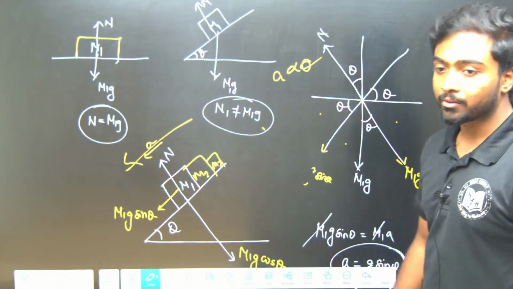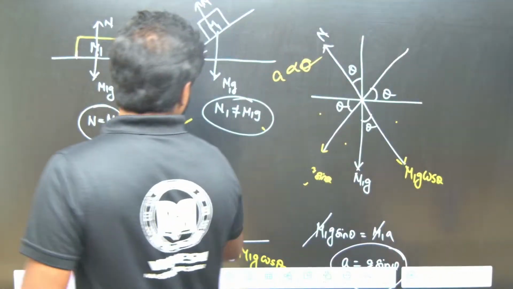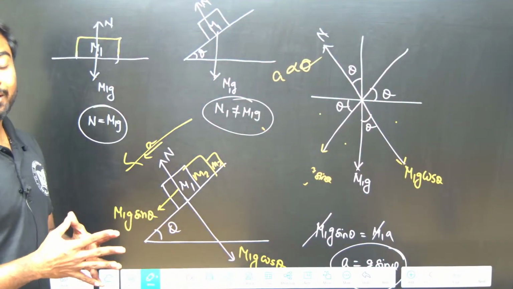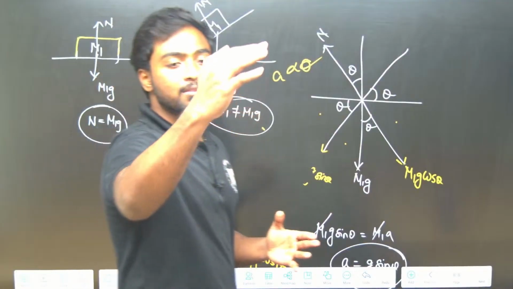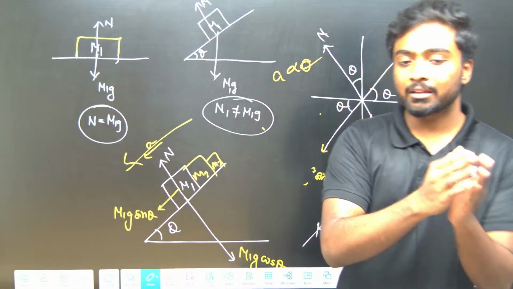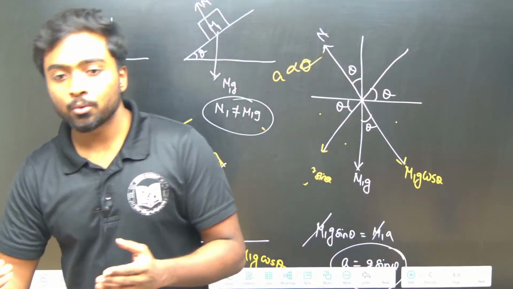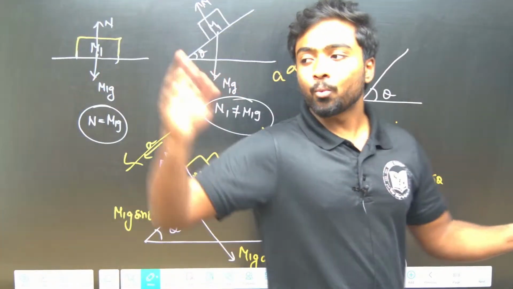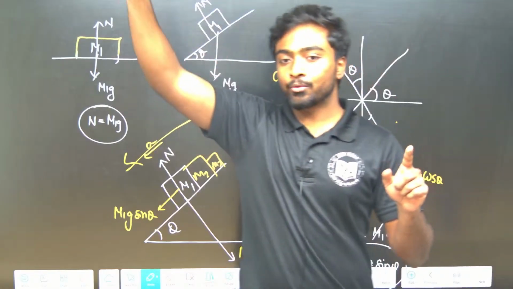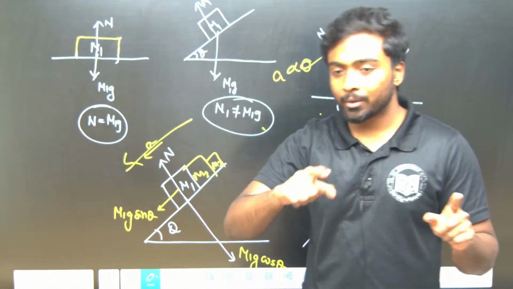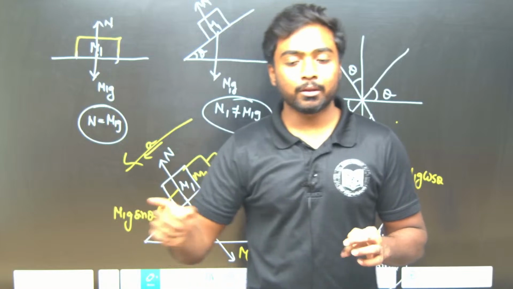A also increases, because of sin theta, the trigonometric values. As theta increases, the value also increases, like from 0 to 90: 0, 1 by 2, 1 by root 2, root 3 by 2, 1, right? So 0 to 1 we are going, obviously the values are increasing. So if theta increases, A also increases.